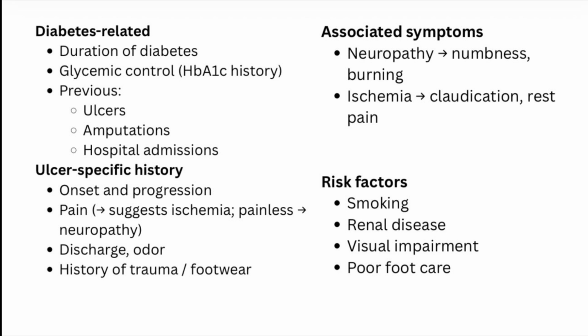We should also assess associated symptoms. Symptoms of neuropathy include numbness, tingling, and burning sensations. Symptoms of ischemia include intermittent claudication and rest pain. Finally, we assess important risk factors. These include smoking, renal disease, visual impairment, and poor foot care. Identifying these factors helps guide both management and prevention.